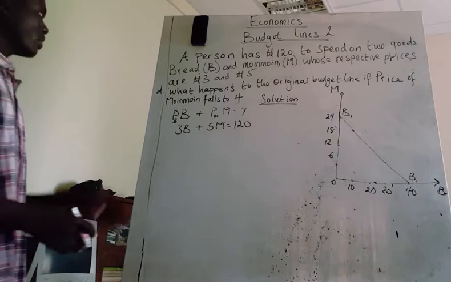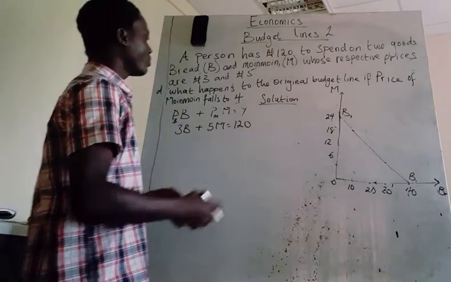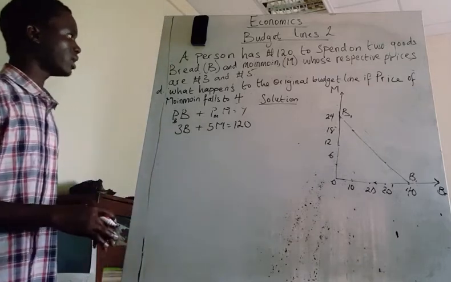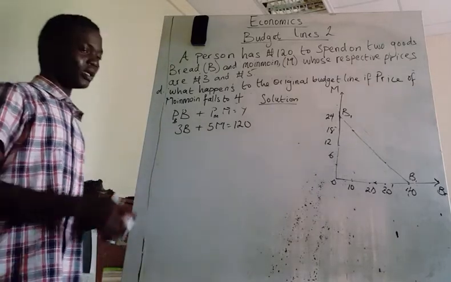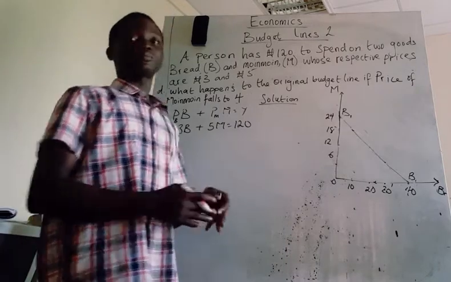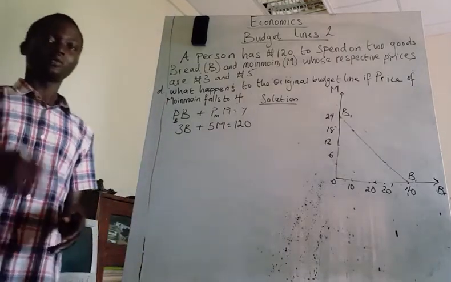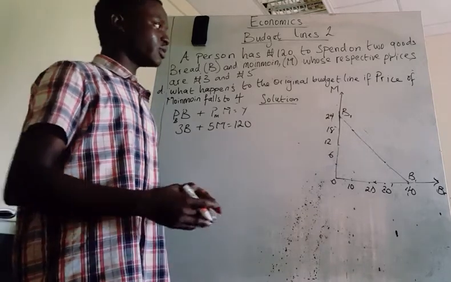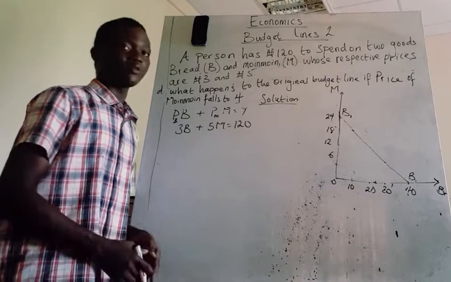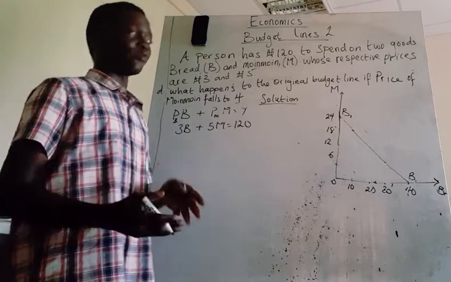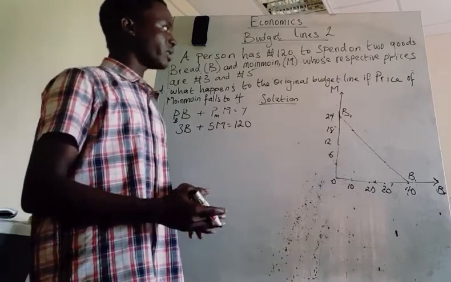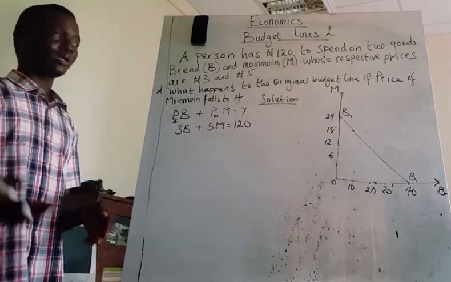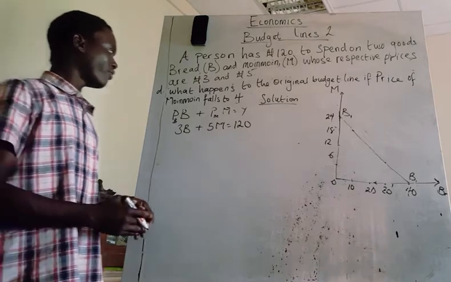The next question states: what happens to the original budget line if the price of moi falls to 4? The price of moi initially was 5, now it has fallen to 4. The law of demand makes us realize that a lower price would increase the quantity that is demanded. The same case here, a lower price increases the amount of moi that the consumer can afford. So we'll be expecting an outward rotation along the vertical axis, and let us see if we are going to be correct.